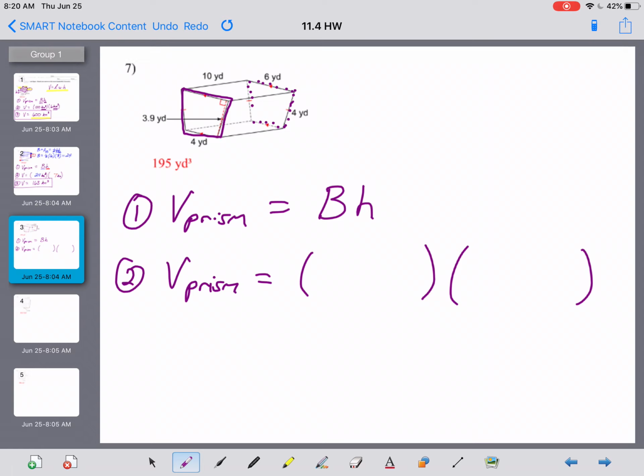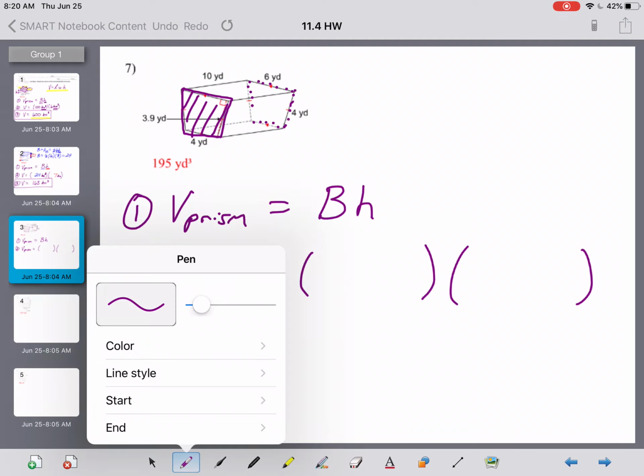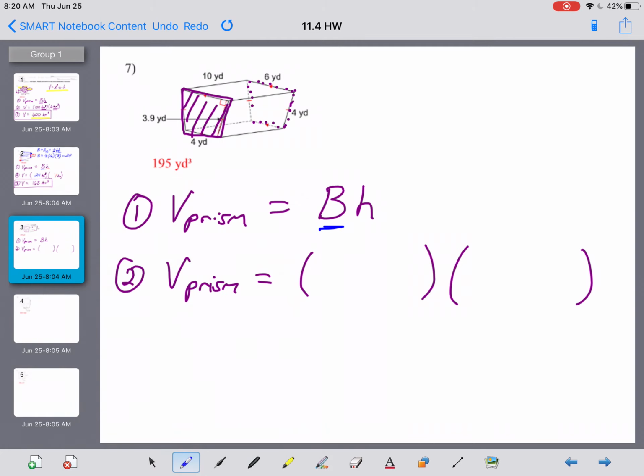The bases of a prism are the 2 congruent and parallel polygons on opposite sides of the figure. This trapezoid right over here, everybody, is one of our bases. So I'm going to switch to blue here, and we've got to do a little bit of digging off to the side to figure out the area of that base. So again, the base is a trapezoid.